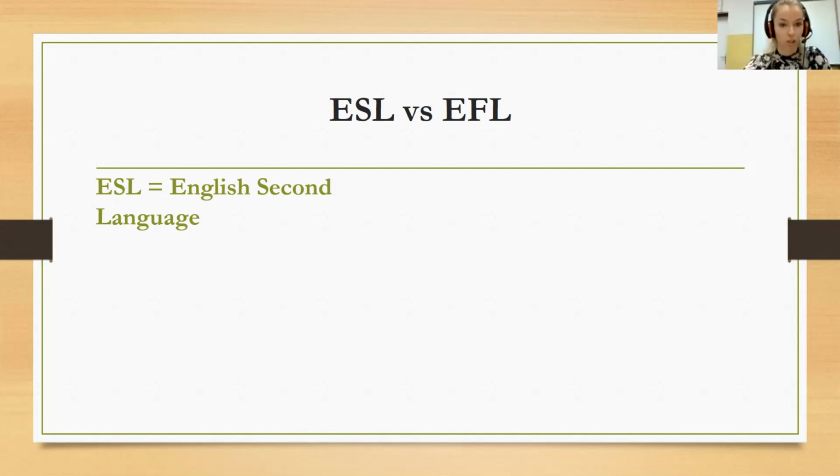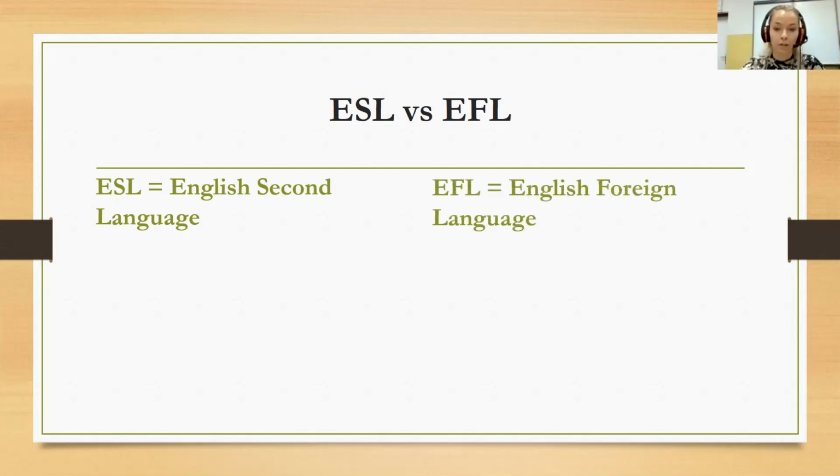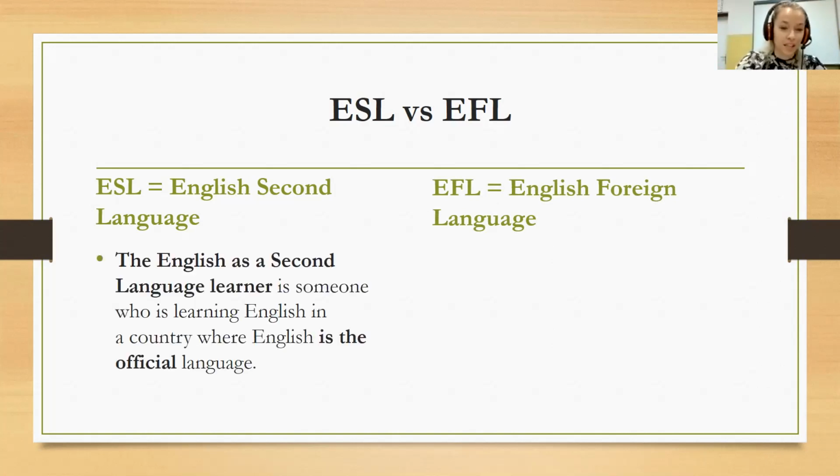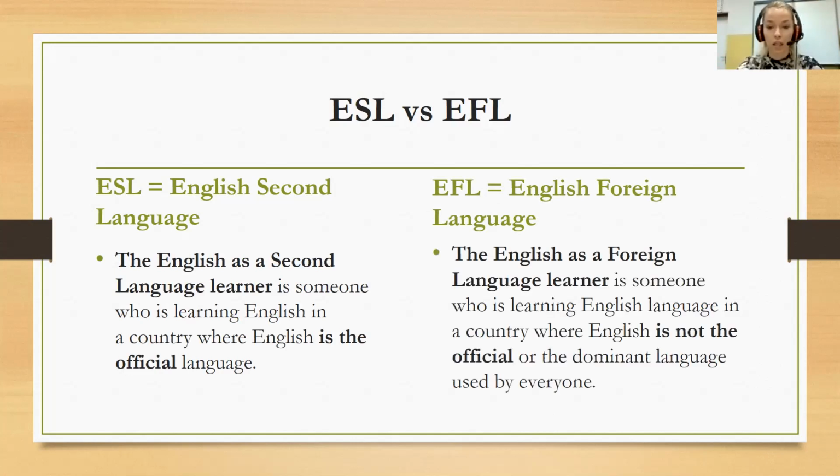So ESL stands for English as a Second Language, and EFL stands for English as a Foreign Language. Although this might seem very similar, it is not, and I will show you why. The English as a second language learner is someone who is learning English in a country where English is the official language, while the English as a foreign language learner is someone who is learning English in a country where English is not the official or dominant language. So let's say English second language learners are people who came to Great Britain as immigrants and want to become a part of the society, while EFL learning is maybe even us when we are trying to teach our students.